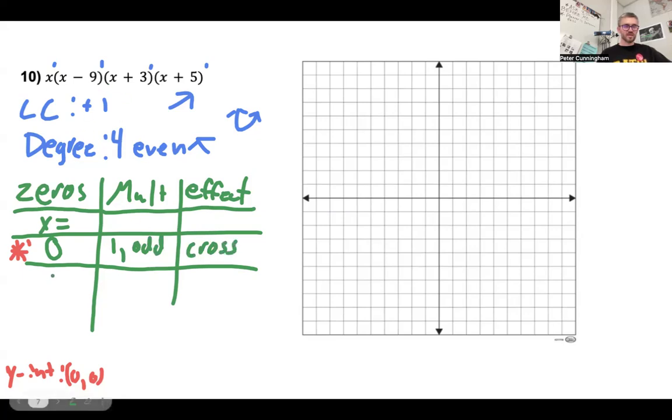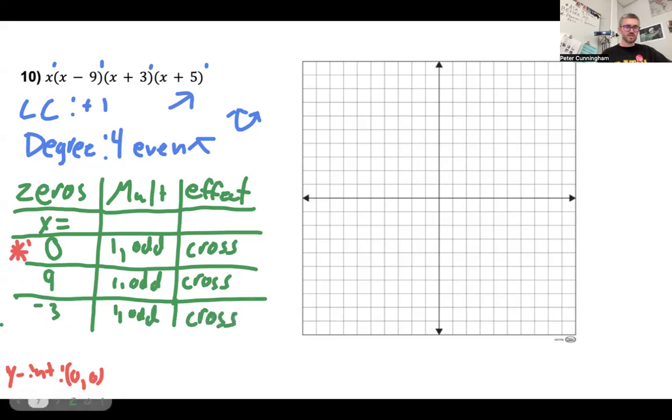-9 is my other 0. All of these are odd. They will all cross. Not just that 9, 3, and 5 are odd numbers. That doesn't actually matter. It matters that their multiplicity is all odd. -3, odd, cross. -5, odd.